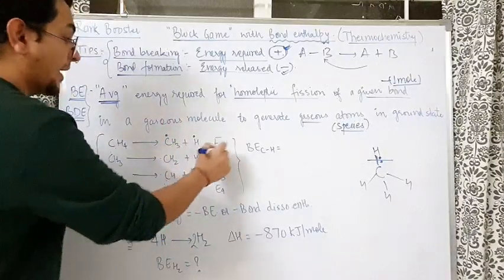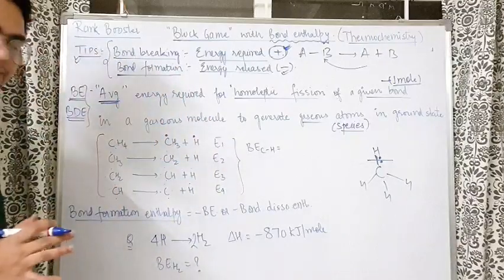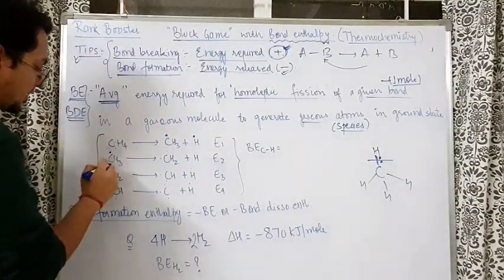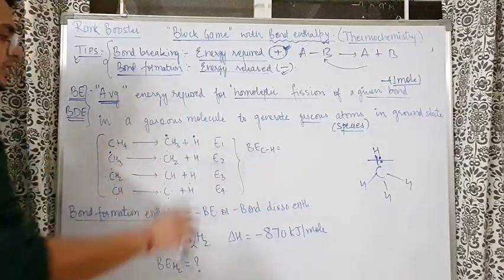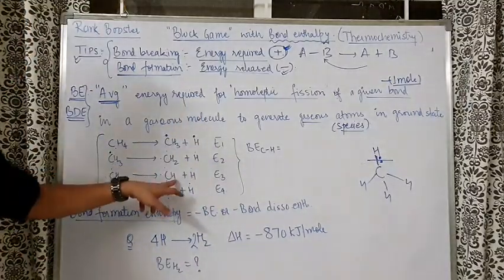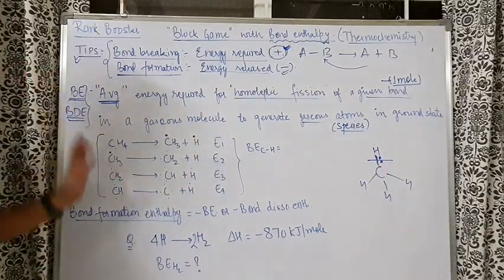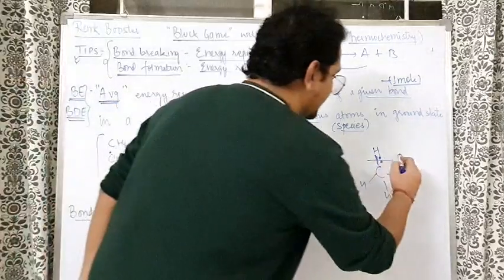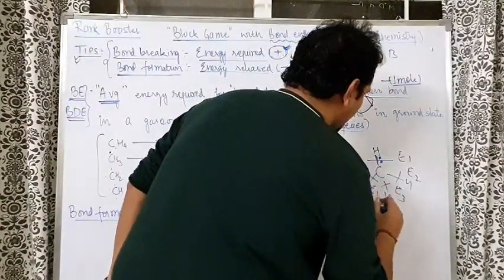And the energy required to break this bond was E1. Similarly, the CH3 dot broke again, another H got broken, and the energy required was E2. Then another H got broken, the energy required was E3. Finally, the fourth H also got broken, and the energy required was E4. That means this required E1 energy, this required E2, this required E3, this required E4.